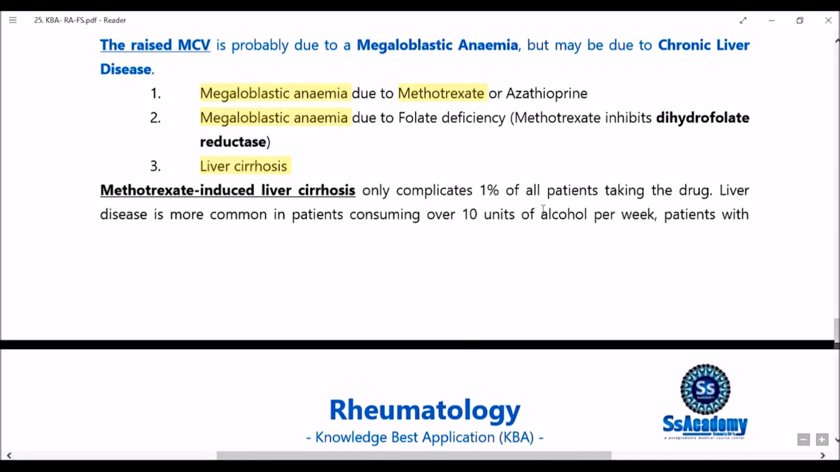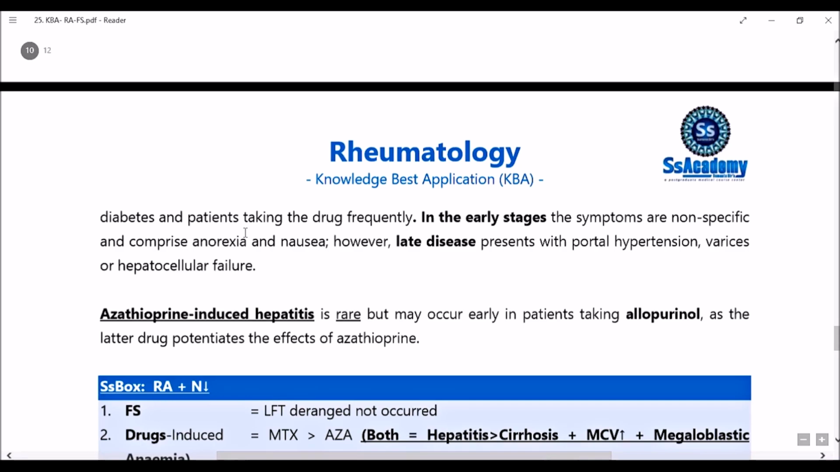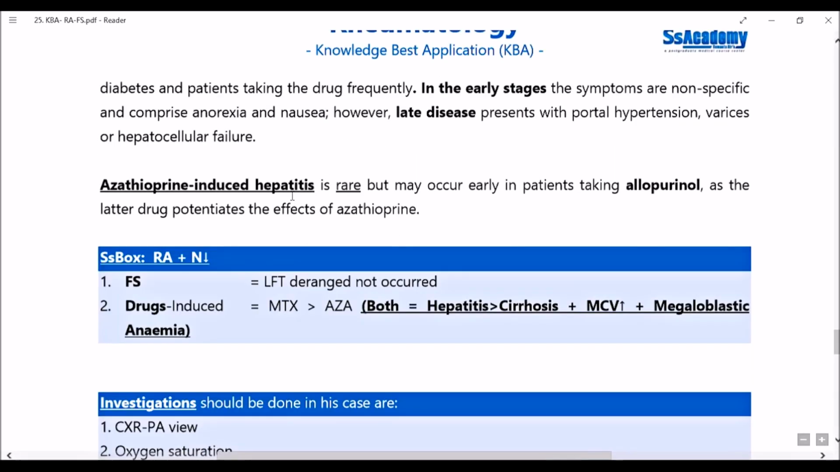Methotrexate-induced liver cirrhosis only comprises 1% of all patients taking the drug. Liver disease is more common in patients consuming over 10 units of alcohol per week, patients with diabetes, and patients taking the drug frequently. In the early stages, the symptoms are non-specific and comprise anorexia and nausea. However, late disease presents with portal hypertension and varices or hepatocellular failure. Azathioprine-induced hepatitis is rare but may occur early in patients taking allopurinol, as the latter drug potentiates the effects of azathioprine. The azathioprine-allopurinol drug interaction increases the potentiation.